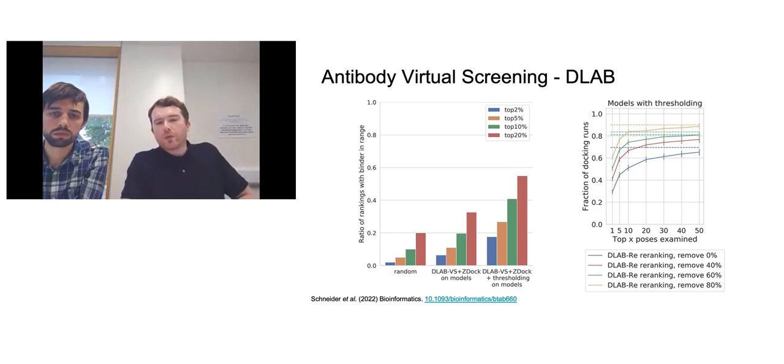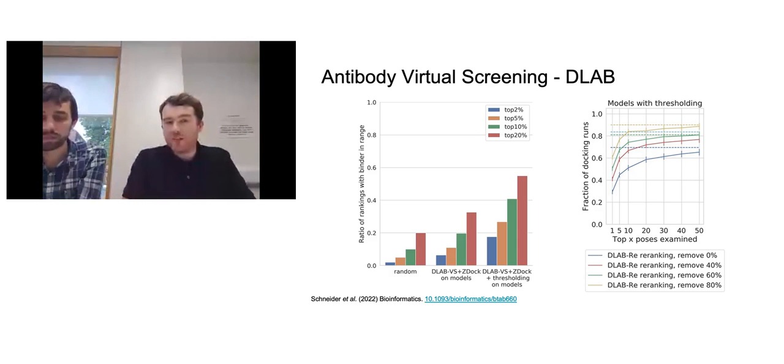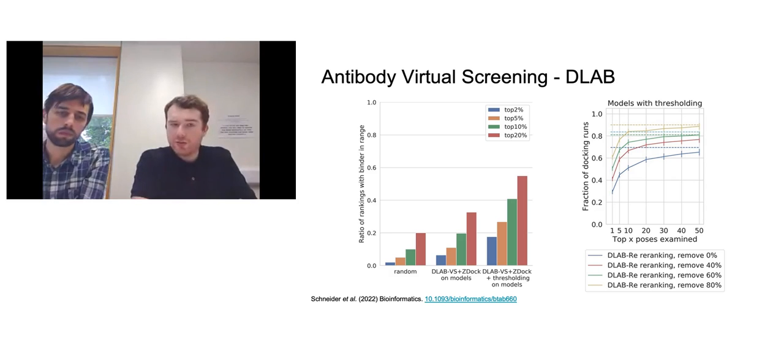And so what we found was, when you use ZDock to predict poses on models of your antibody structures without doing this thresholding of removing things that look like bad dock poses, you are able to enrich your hit rate for picking out binders a little bit. It gets about twice as good as sampling your library randomly, but it's not great.